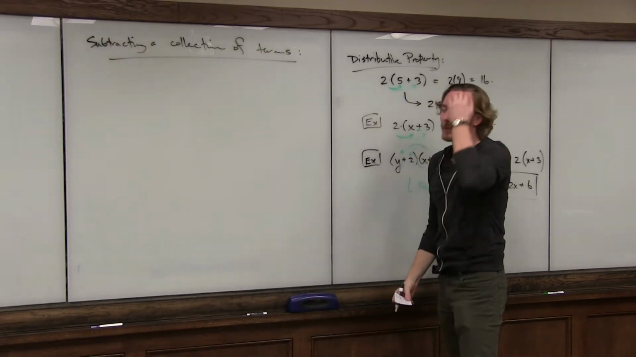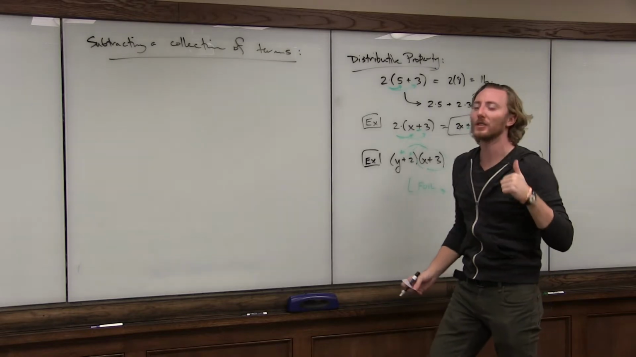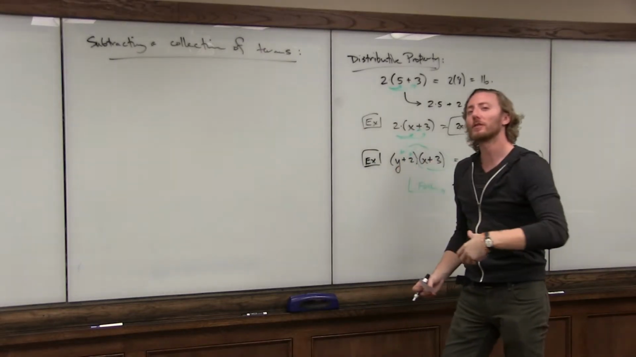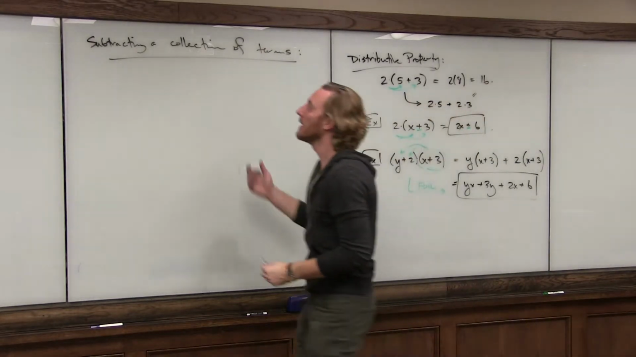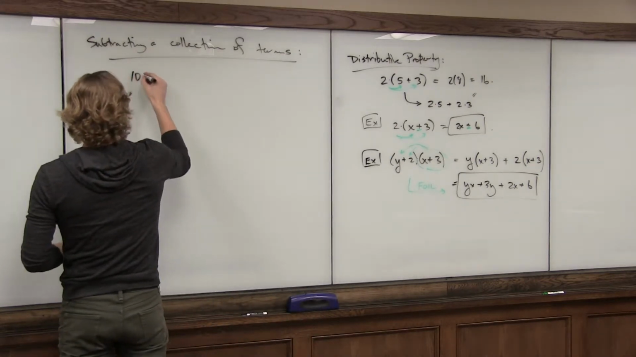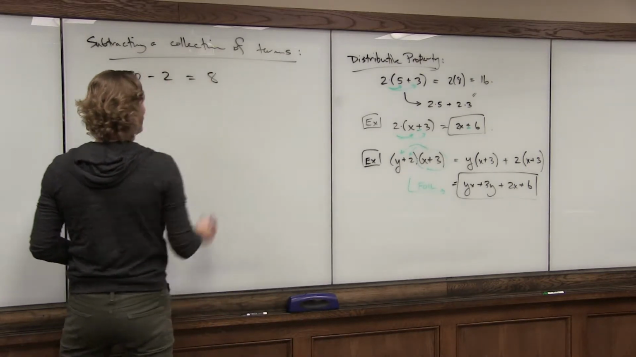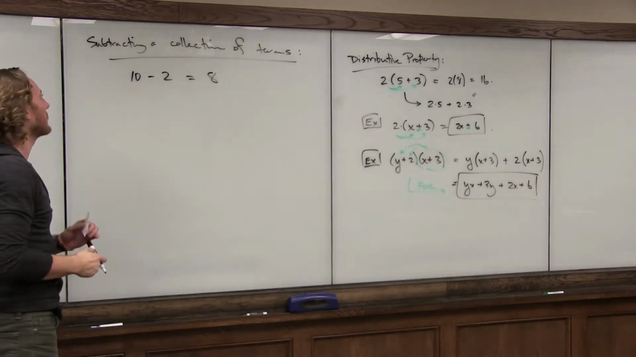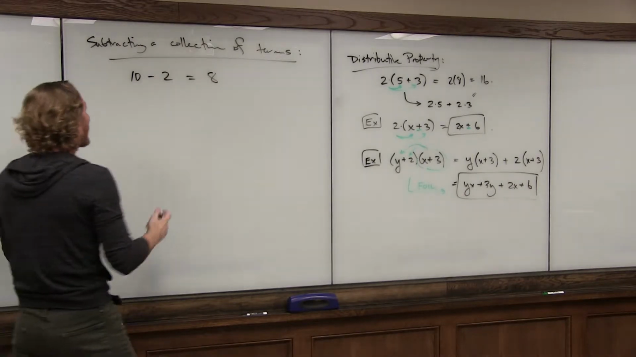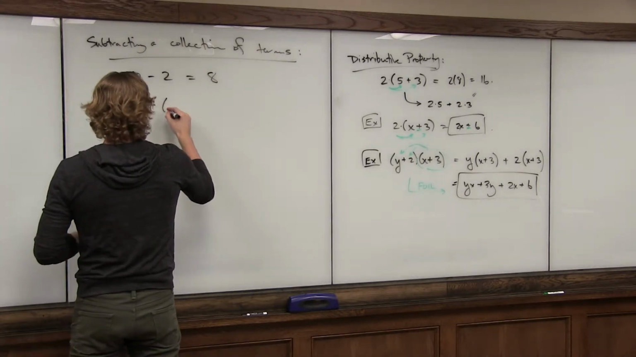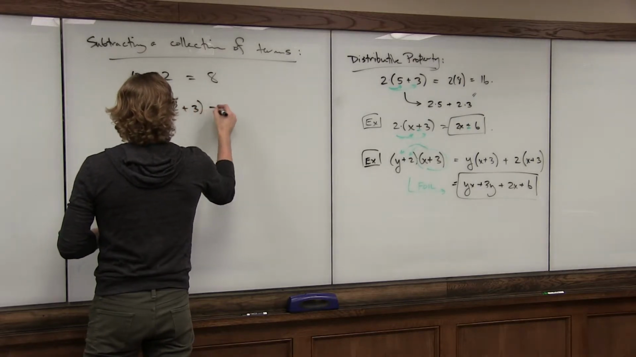Subtracting a collection of terms. What if you're not just subtracting one thing, but you're subtracting a collection of things? So what if you had something like this? Well, of course, 10 minus 2 is 8. No sweat, right? But what if you didn't have 10 minus 2? You had 10 minus (2 plus 3).